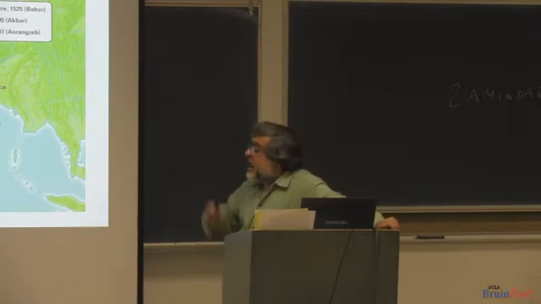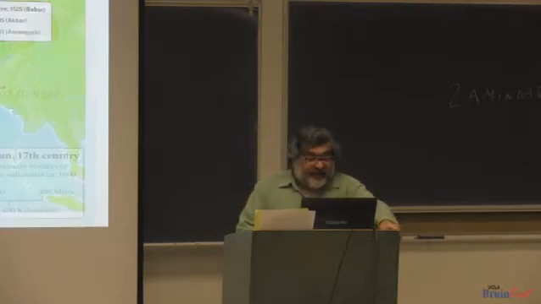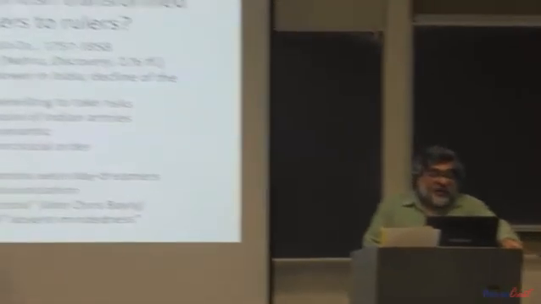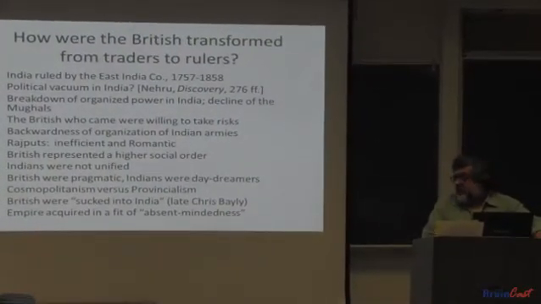And the Rajputs were kind of viewed as a people who were romantic. Well, they were fighters, but they didn't really have the kind of modern fighting skills that the British had. The British represented a higher social order, by which Nehru and others meant that notions of bureaucracy, efficiency, and organization were now much better developed in Western Europe, in Britain and other parts of Western Europe, than in India.